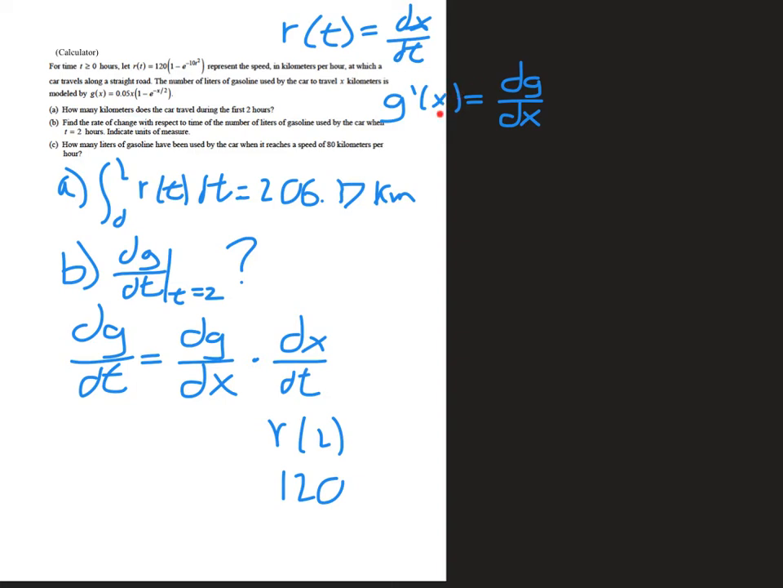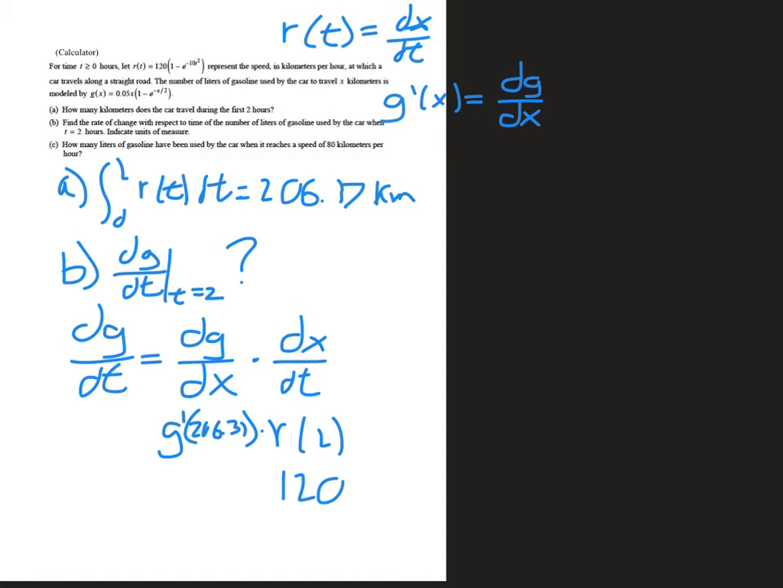Now, how many kilometers do you need to put in? Well, isn't that nice? The question in A asked us to figure that out. How many kilometers does the car travel in the first 2 hours? So what I need here for my dg dx is g prime, not of 2, but of 206.37. Then I'm going to multiply those things together.